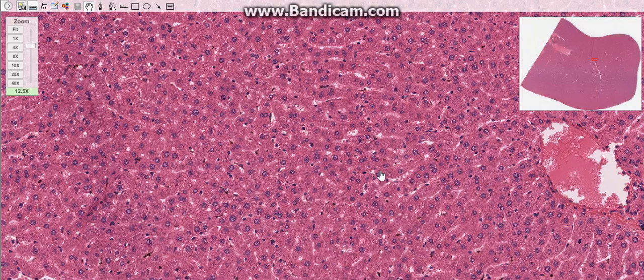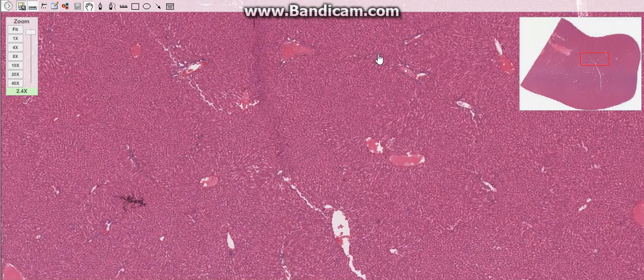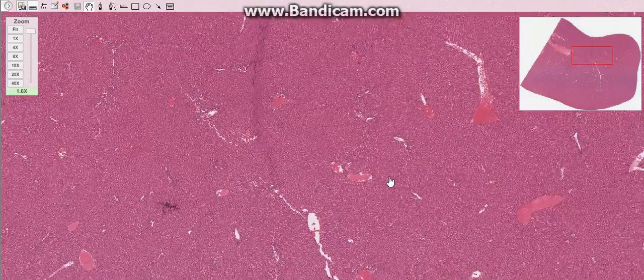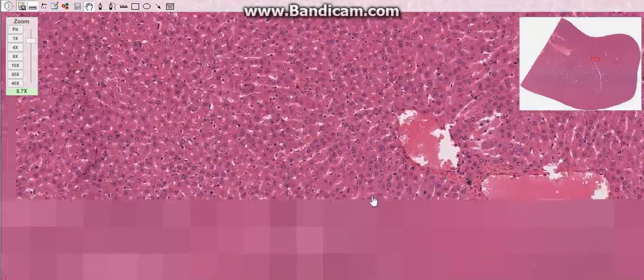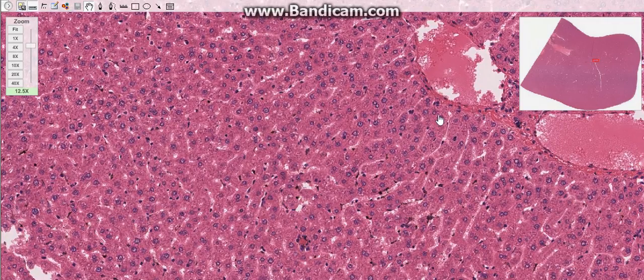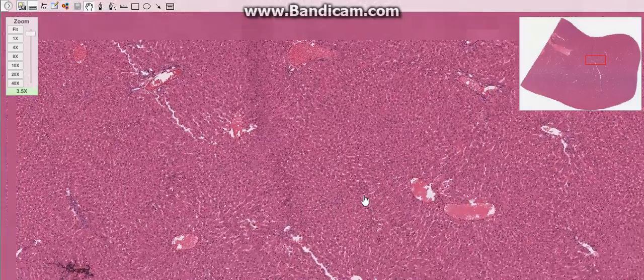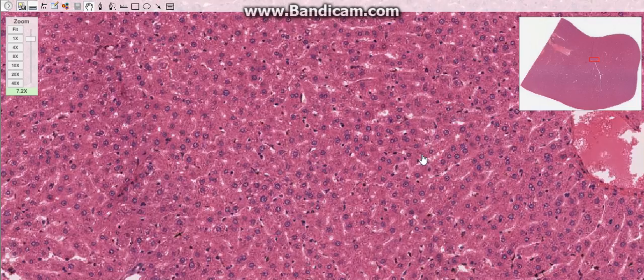It has hexagonal prisms in a cross section. This is called the lobule. This is actually the classic lobule. Within each lobule, hepatocytes are arranged into hepatic cords, one or two cells thick. The hepatic cords are radially disposed in the liver lobule. The cords of hepatocytes represent the parenchyma of the liver.